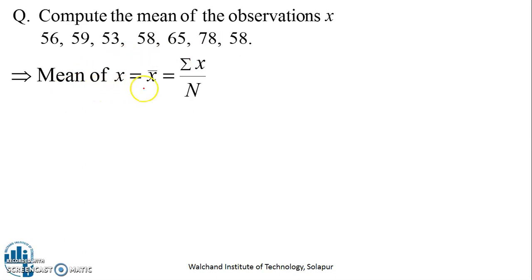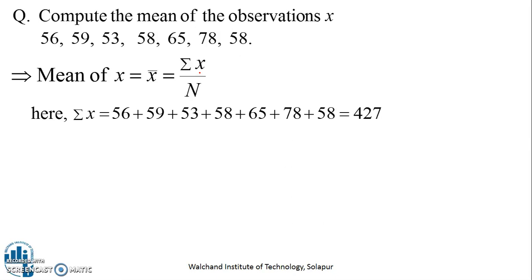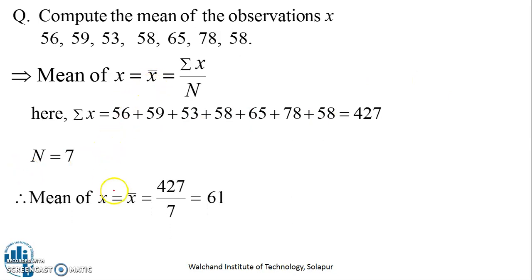Here the formula to calculate the mean is mean of x equal to summation of x upon n, and here summation of x means the sum of all values of x. When we add all the given values of x, we get the answer 427. Here n is the total number of values of x. There are 7 values of x given in the problem, so n equal to 7. Substitute these two values in the above formula. We get mean of x equal to 427 upon 7, which is equal to 61.